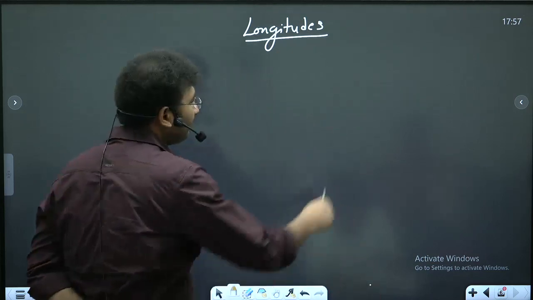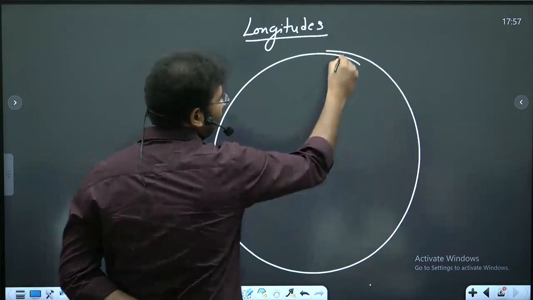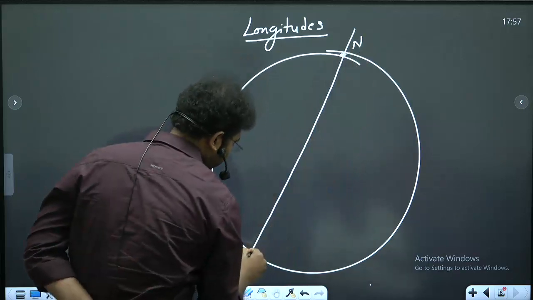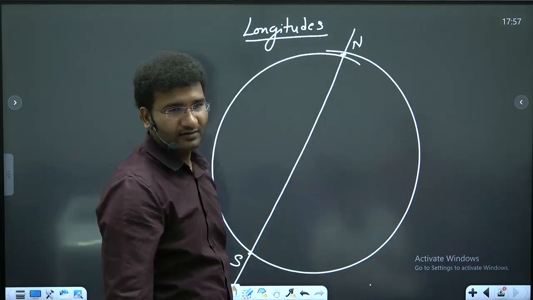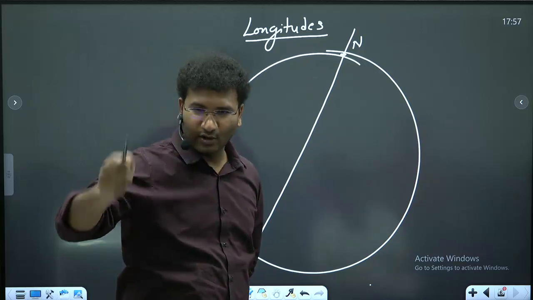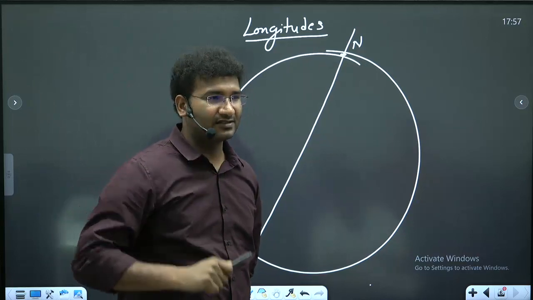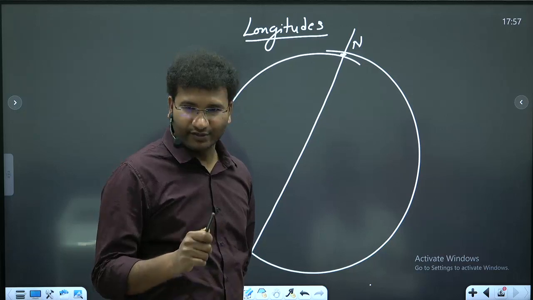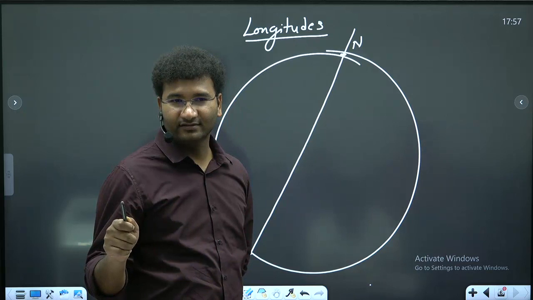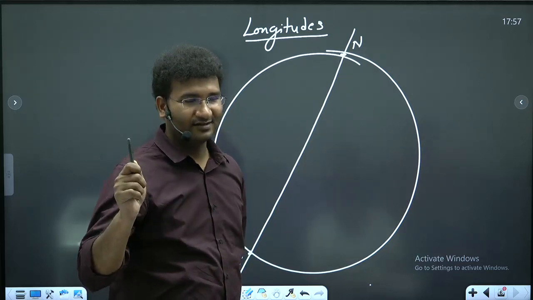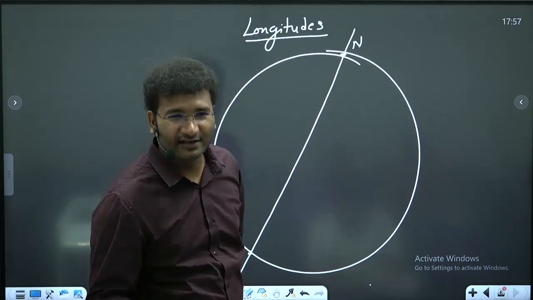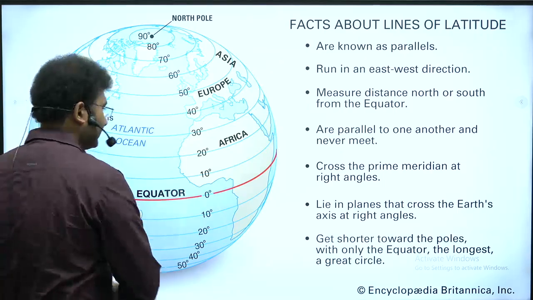See here. You know that this is the axis, this is the North Pole, this is the South Pole, right? Now, all those longitudes, they are semicircles. Longitudes are semicircles, whereas latitudes are full circles. So latitudes are circles, longitudes are semicircles. You might be thinking, sir, how is this longitude a semicircle? See here.